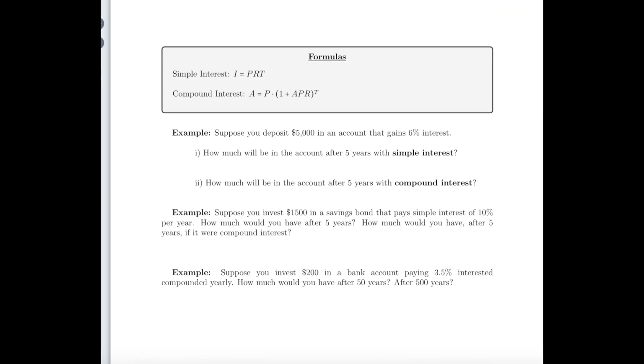So now what's really great is we can use formulas now that we understand. The formula for simple interest gives us interest only. It gives us I for interest equals PRT, which is principal, rate, time. P for principal, R for rate, T for time. Our compound interest formula, that A stands for accumulated balance.